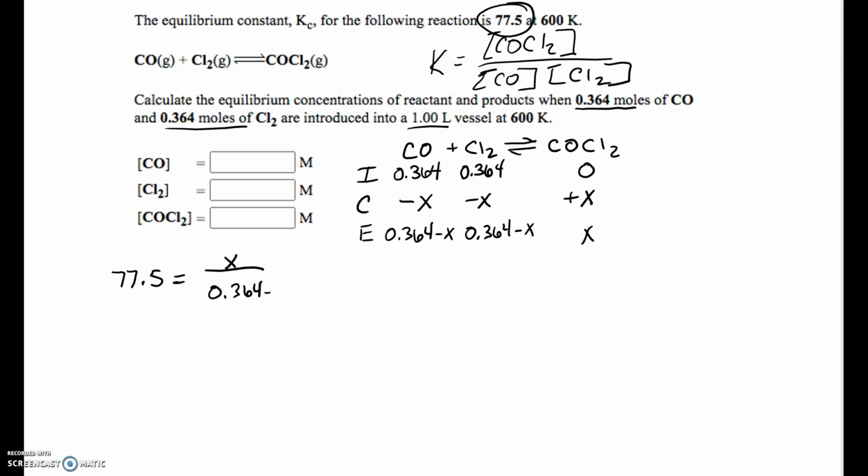We're provided with the Kc. That just means that it's formed using molarities or concentrations. Sometimes we have gaseous reactions in terms of Kp. That means that the K expression was calculated using partial pressures of the gases, but these are in molarity. So we've just plugged in our equilibrium concentrations that are in terms of X.